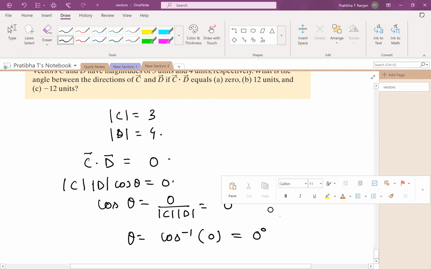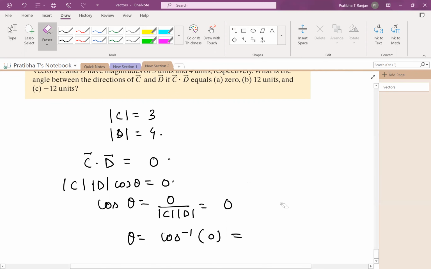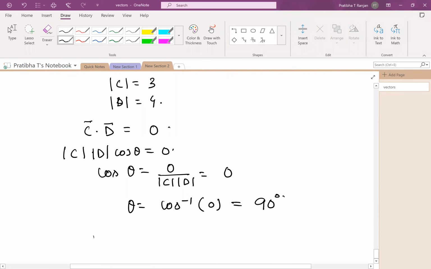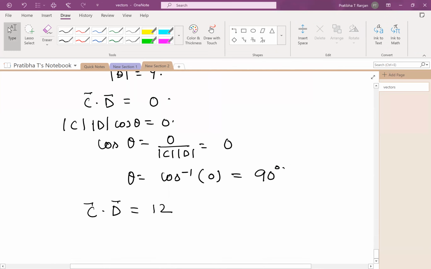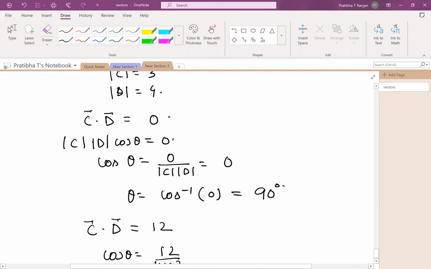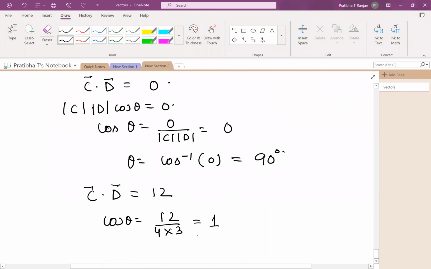No, 90 degrees, right? Cos 90 is 0. Cos 0 is 1, so that is 90 degrees. Right. If they are 12, now C dot D is given as 12. So simply we can find cos theta equal to 12 over 4 times 3, which is 12 over 12, which is equal to 1. So theta equals cos inverse 1, that is 0 degrees or 360 degrees.